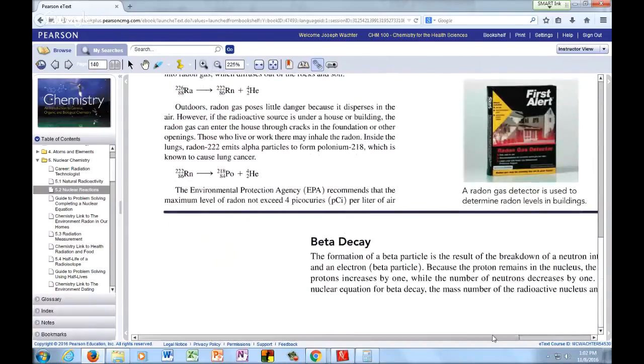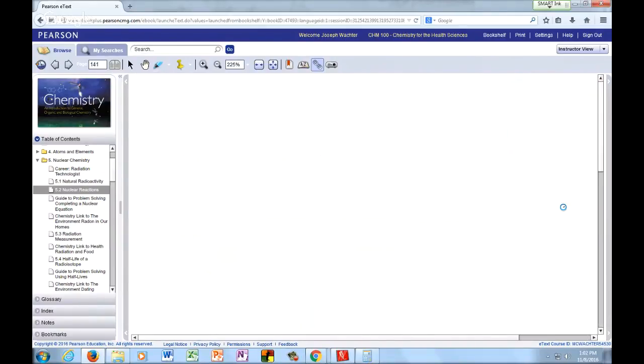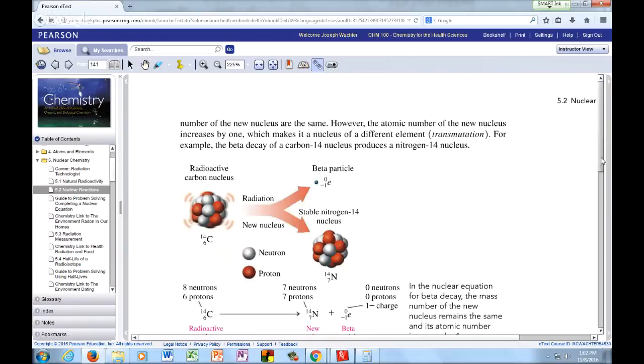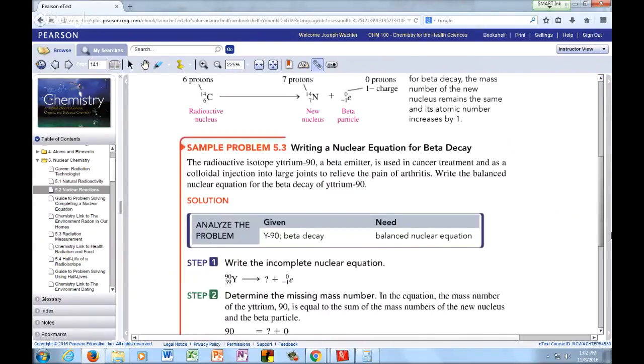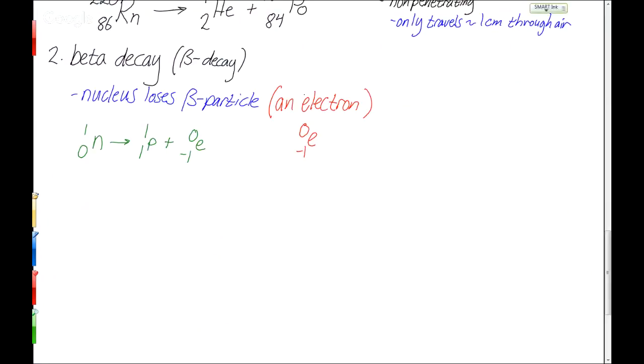All right, beta decay. The formation of beta particles is the result of breakdown of a neutron into a proton and an electron. It does not say why. So I guess they don't know either. We can look it up. Go read some quantum physics and see if you can figure it out.